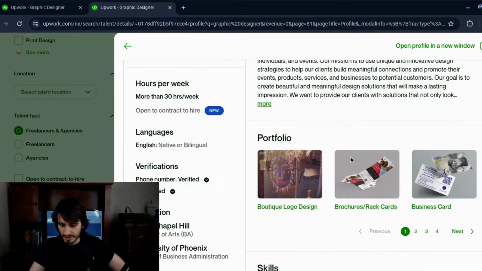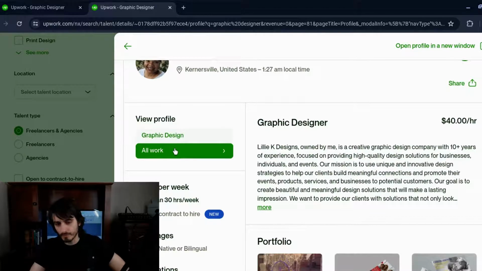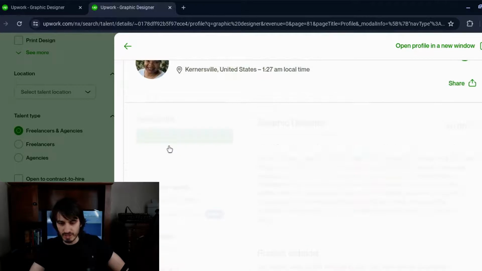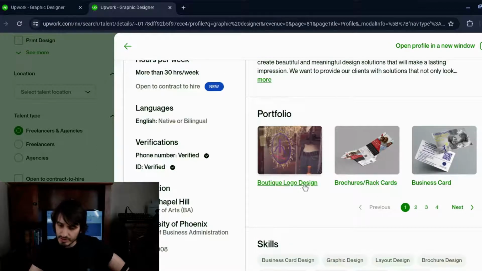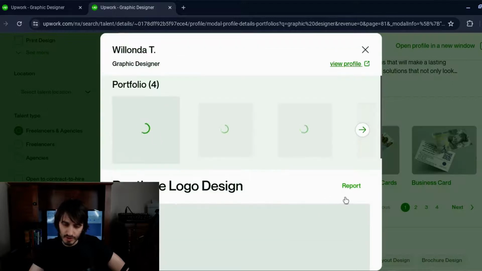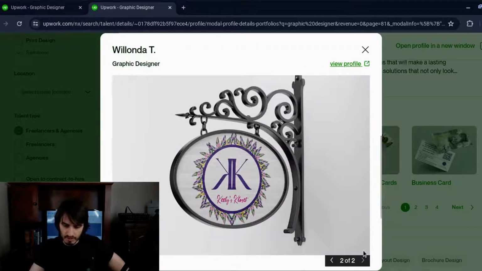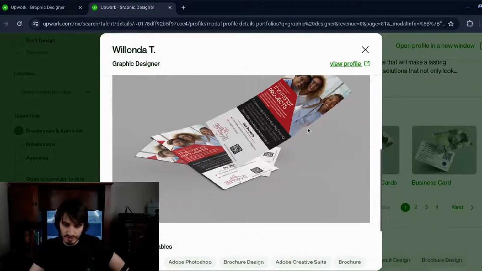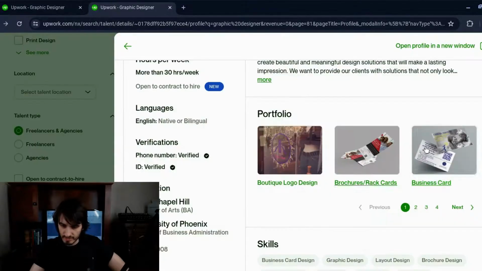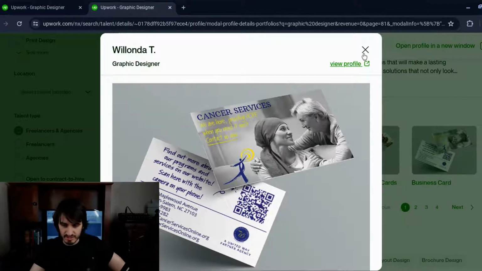So Willonda, let's look at her portfolio first. She's got 2 profiles, which is weird, because she's got a graphic design profile and an all work profile. Let's see what it is. So portfolio, a logo design. Okay, not really my style, but looks fine, I guess. Brochures, this looks good. All right, she's competent. Business card, yeah, this looks average.